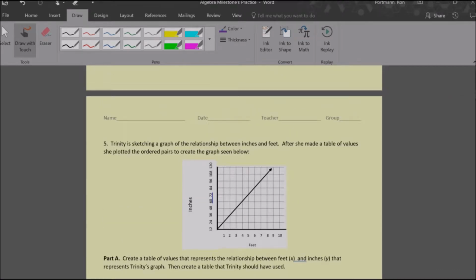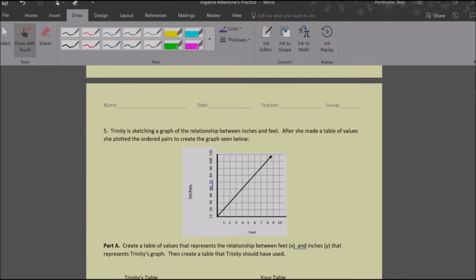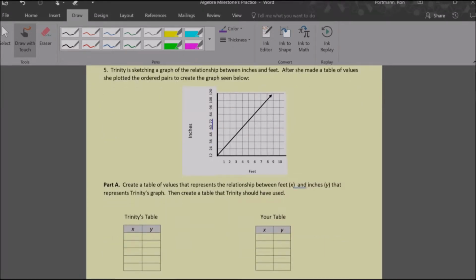Trinity is sketching. All right, so your answers might vary here. It says Trinity is sketching a graph of the relationship between inches and feet. After she made a table of values, she plotted the ordered pairs to create the graph seen below. And you have that graph right there between inches and feet. It says create a table of values that represents the relationship between feet, which is x, and inches, which is y. That represents Trinity's graph. So you're looking at the graph and you're making a table. That's all you're doing here.